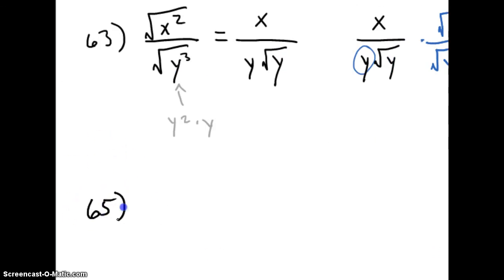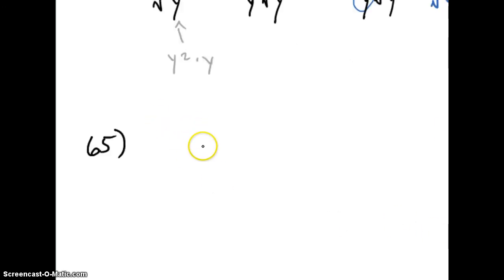Number 65. We're going to do this one in two different ways. The second way is going to be a little bit quicker. You should understand both ways of doing it though, so I wouldn't just skip this part. Root 8 times root 10.